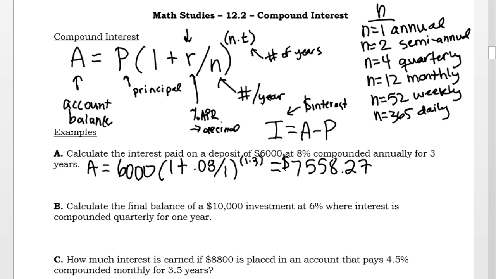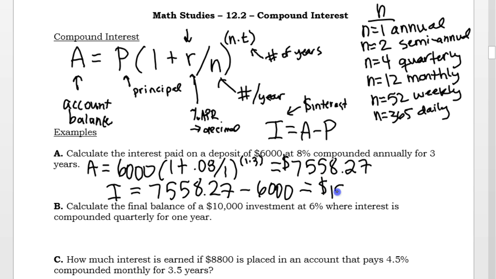Okay, now we are going to find the interest, which would mean taking our account balance and then subtracting off the 6,000 that we put in in the first place, and we have earned over $1,500 in interest in those 3 years.